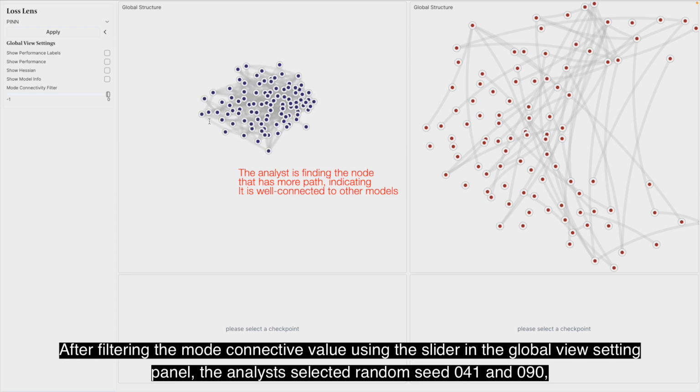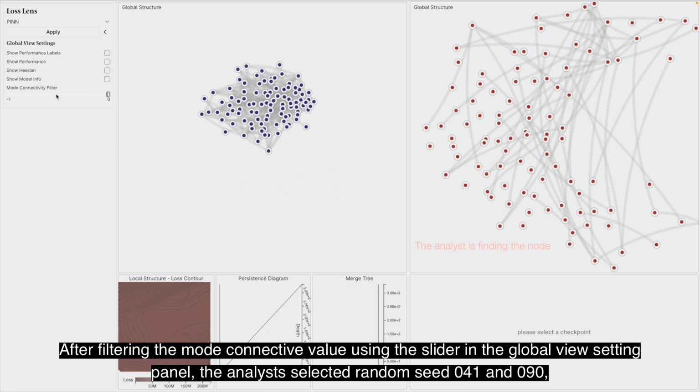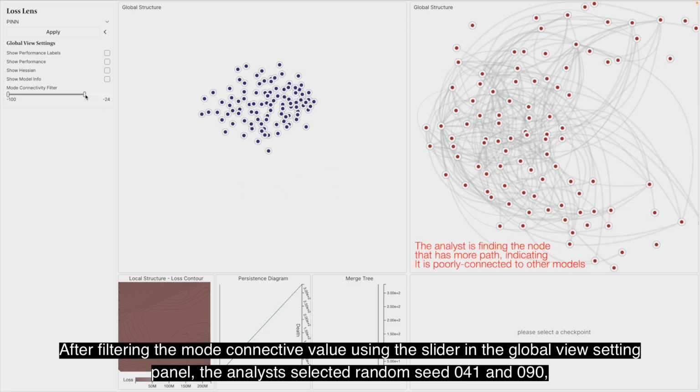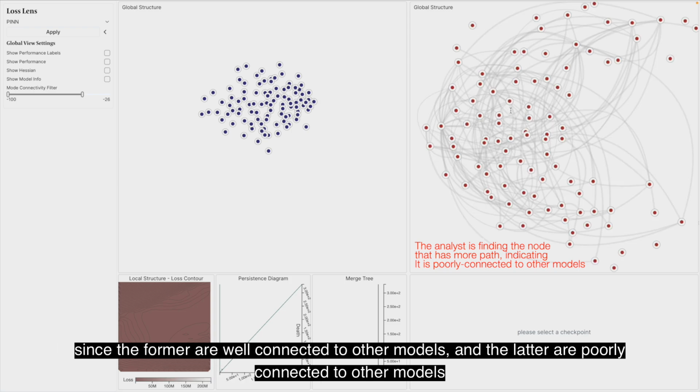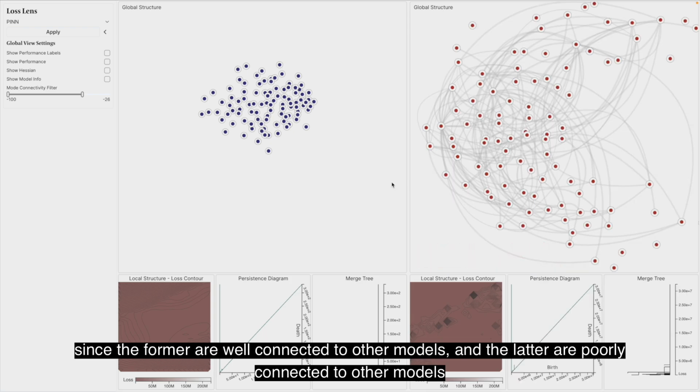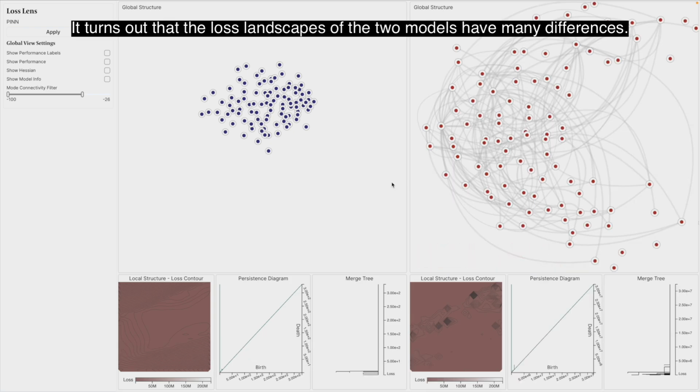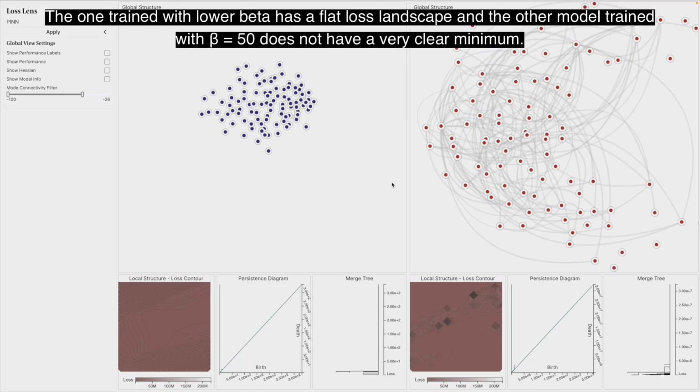After filtering the mode connectivity value using the slider in the Global View setting panel, the analysts select models 41 and 90, since the former is well connected to other models and the latter is poorly connected to other models. It turns out that the loss landscapes of the two models have many differences. The one trained with lower beta has a flat loss landscape, and the one trained with beta equal to 50 does not have a very clear minimum.